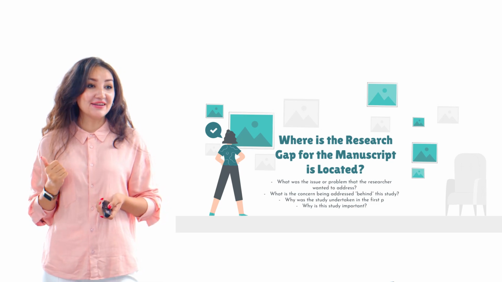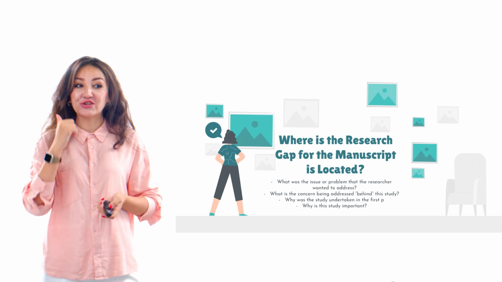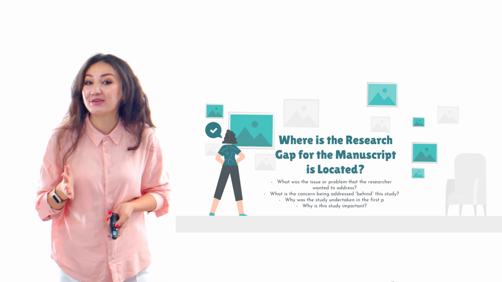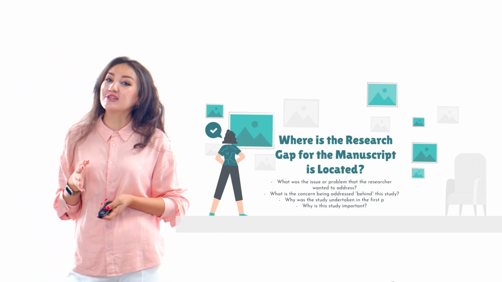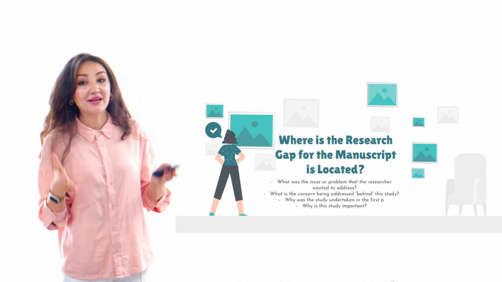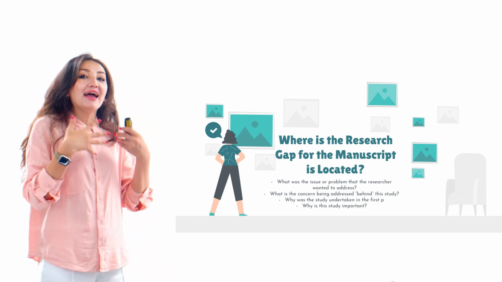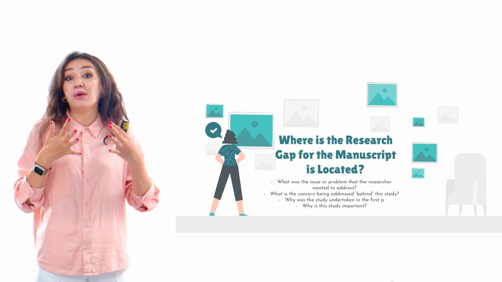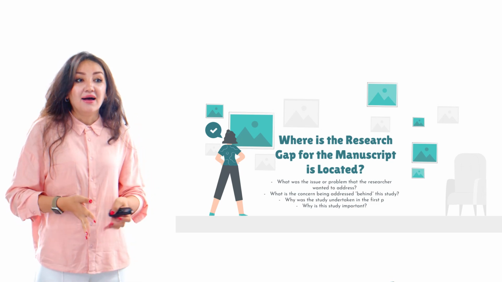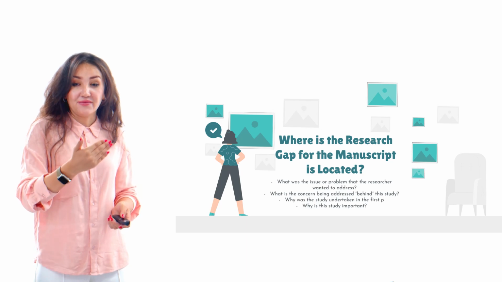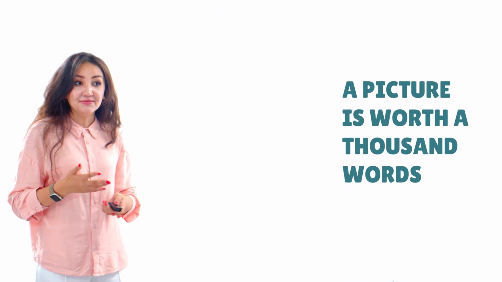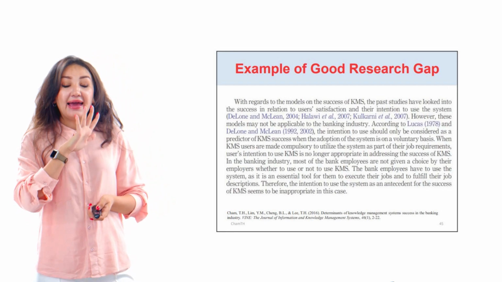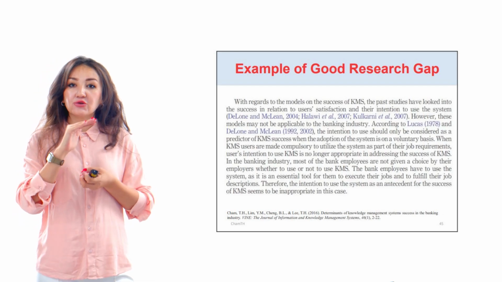A very good question: where is the research gap for the manuscript located? I would like to initially introduce it. What is a manuscript? When our paper, our research, is not published yet, we call it a manuscript. Okay, a manuscript is just a paper that is still not published. Where does it have to be located? It has to be located at the end of your literature review. Any kind of research gap has to be the last paragraph.